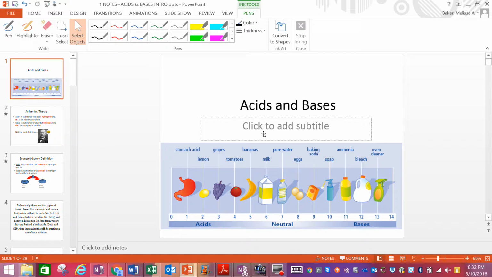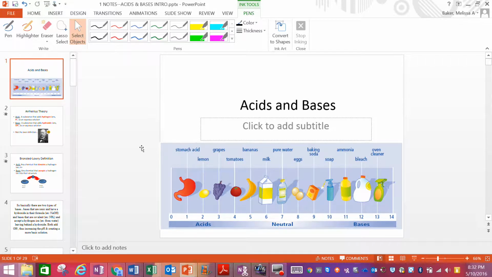We are learning about acids and bases. You can see there's a nice pretty picture here showing that all substances have a pH from 0 all the way up to 14. Pure water is right in the middle with a pH of 7.